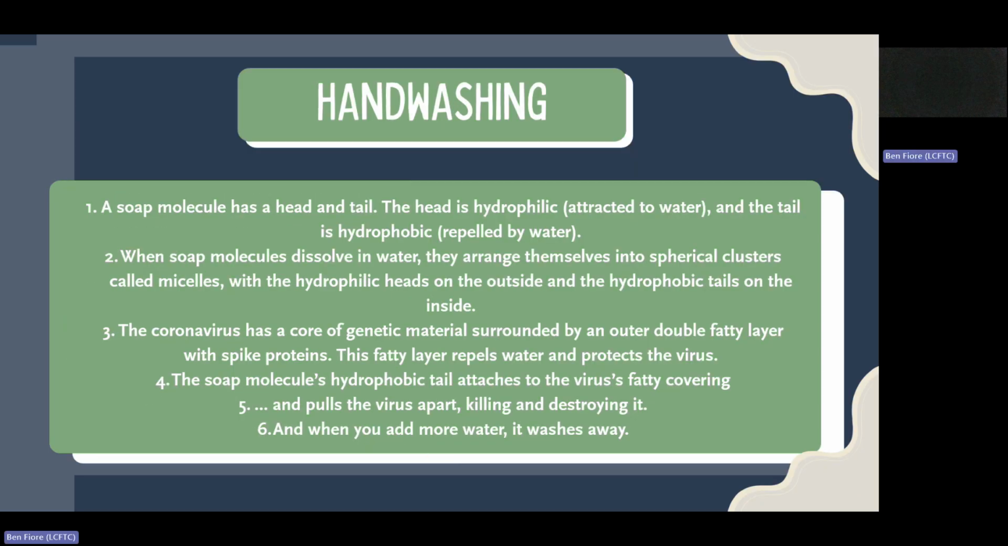All right. So now we're going to talk a little bit about hand washing and why hand washing works and why we should do it. So a soap molecule has a head and a tail. So you essentially have a little round head and then 2 tails that come off. And it allows soap to basically bridge the gap between oil and water. Because water is hydrophilic, meaning it likes water, and oil is hydrophobic, meaning it hates water.